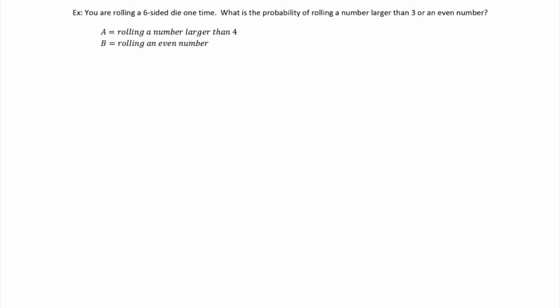As an example, you're rolling a 6-sided dice 1 time. What is the probability of rolling a number larger than 3 or an even number? So A is rolling a number larger than 4 and B is rolling an even number. So the sample space of A is numbers that are larger than 4. So that's 5 and 6. The sample space for B is an even number.